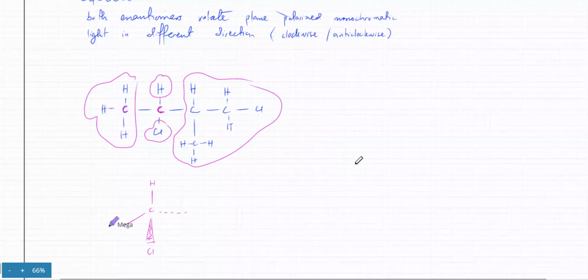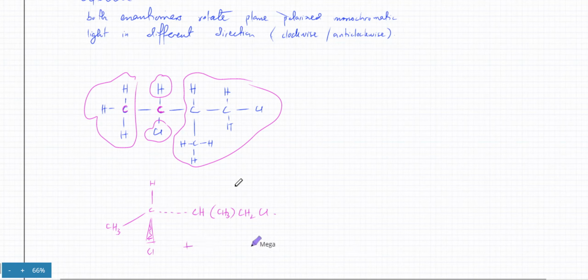So on one side there's an H, and on one side there's a Cl. This side there's a CH3 group, and over here you have CH, and there's a CH3 branch, and then there's CH2 and Cl. This thing is dashed. And there's going to be a mirrored version of this, where the whole molecule would be mirrored. So this carbon would be existing in two versions. One would be plus, that rotates the plane polarized monochromatic light clockwise. The other one would be minus. So two different versions.